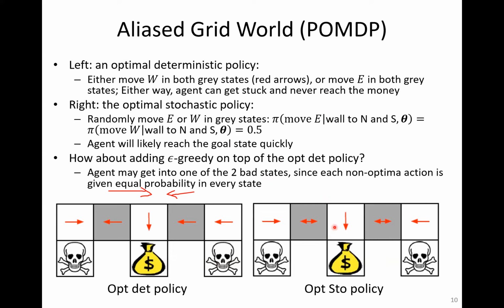If you use the other alternative for making the policy stochastic, the epsilon-greedy method, and add that on top of the optimal deterministic policy, so in every state you have a small chance of choosing some action different from the optimal arrow direction, then it kind of works, but it doesn't really work because the agent may get into one of the two bad states, since each non-optimal action is given equal probability in every state. That's the definition of epsilon greedy.